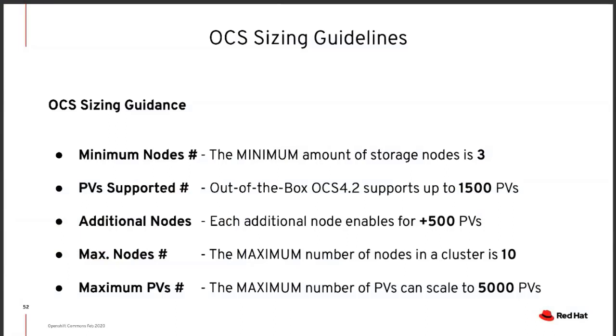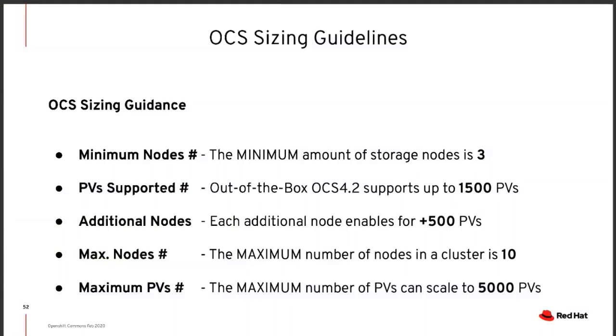Each additional node on top of that enables for 500 additional PVs. However, we work in a replication count of 3, and it would make a lot of sense to start with 3, then have 6 nodes, then have 9 nodes. However, the maximum number is 10, and the maximum number of persistent volumes with 10 nodes would be 5,000 persistent volumes. So, key takeaways: minimum amount is 3.